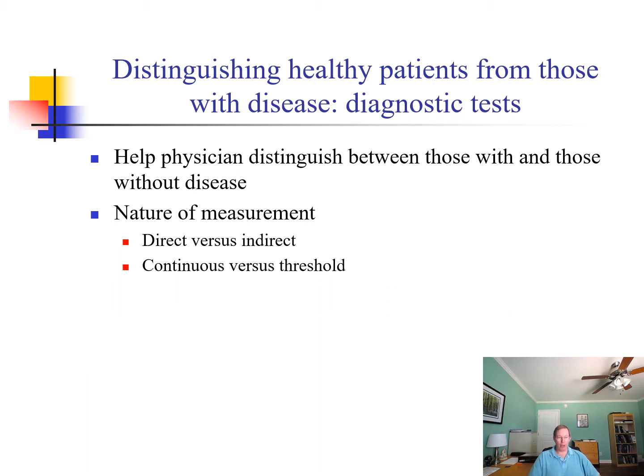So, whenever a person makes a measurement, it could be a direct measure of what I'm trying to look for, a disease, or an indirect measure. And direct measures are generally more reliable than indirect measures. I also will make measurements, and sometimes I'm interested in the actual value, and other times I'm just interested in if that value lies above a certain threshold.